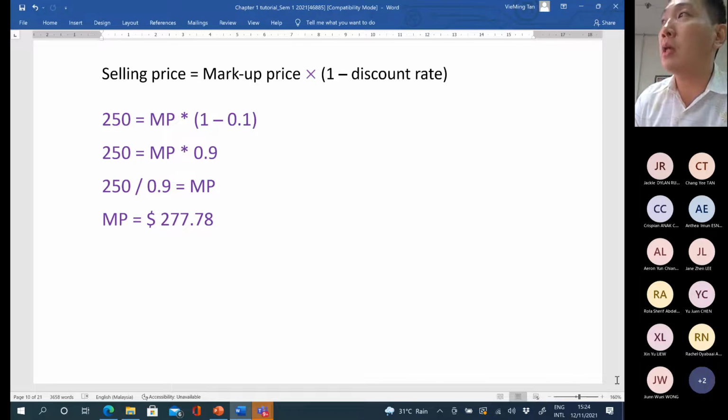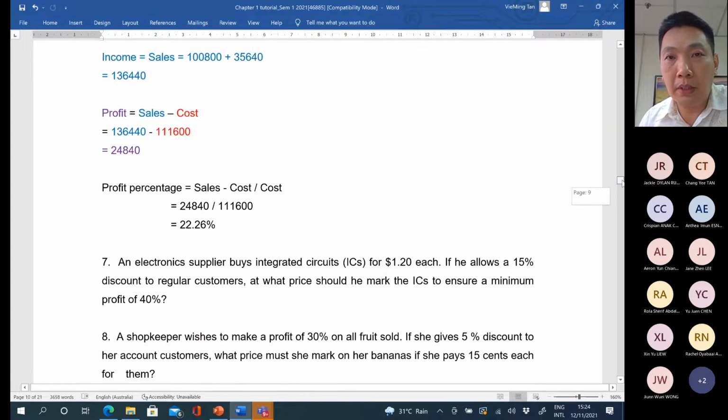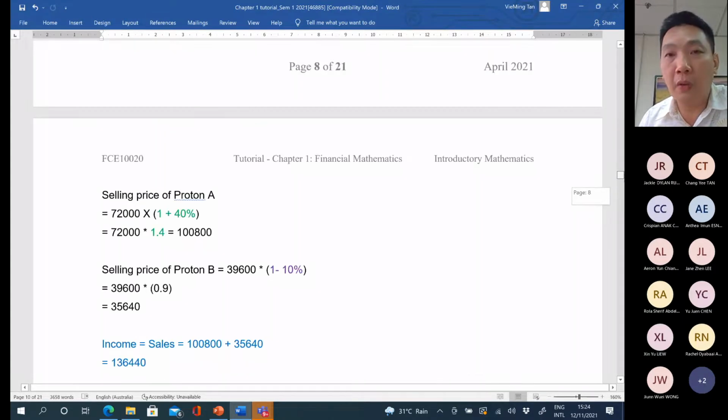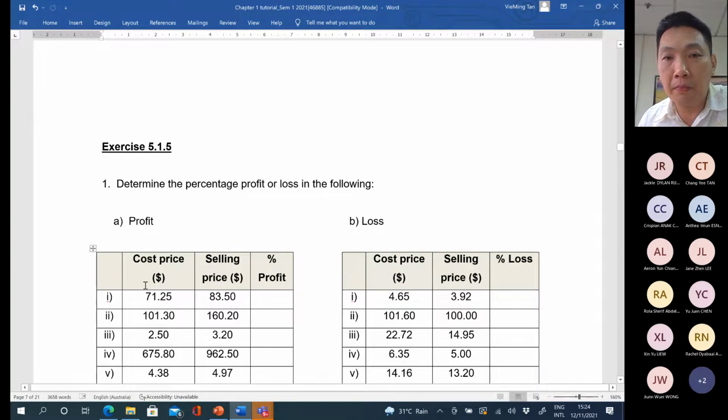So today we only focus on the tutorial questions for the first part of financial mathematics. Try to finish all the tutorial questions except the tabulation format. Try exercises 5.11 until 5.15, except those questions in table form. You do not need to do them.